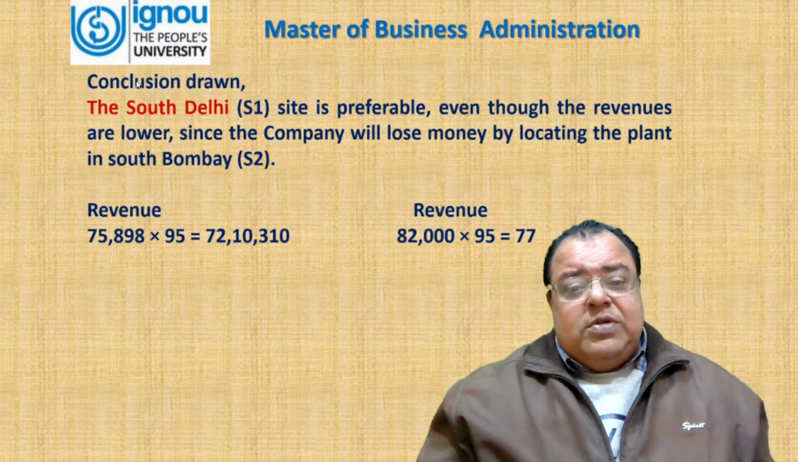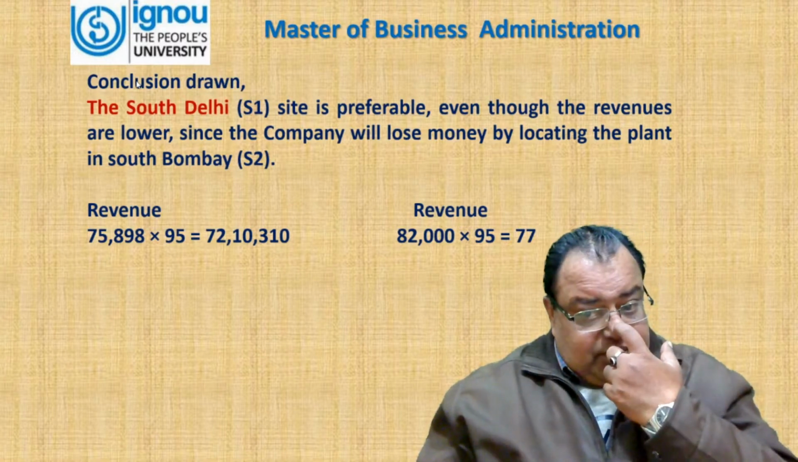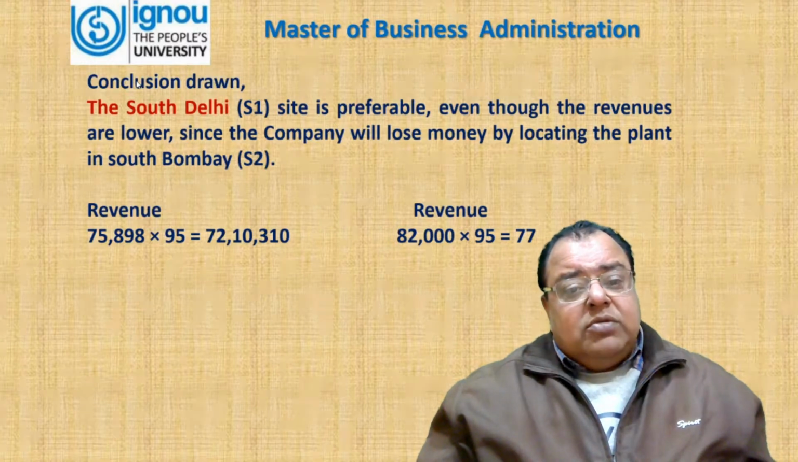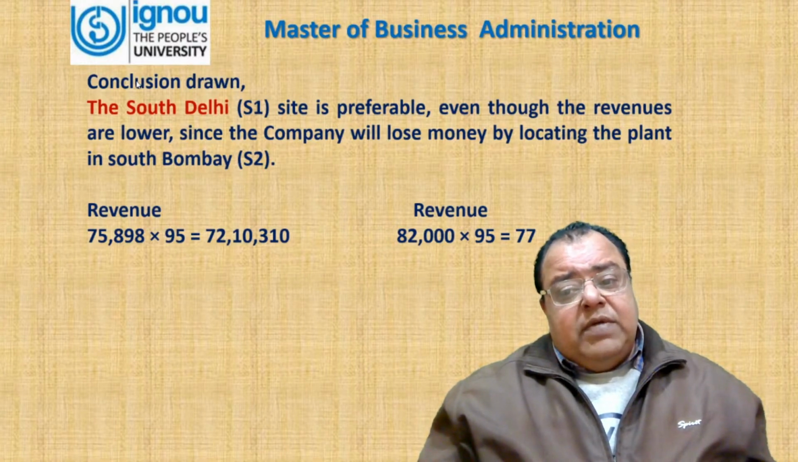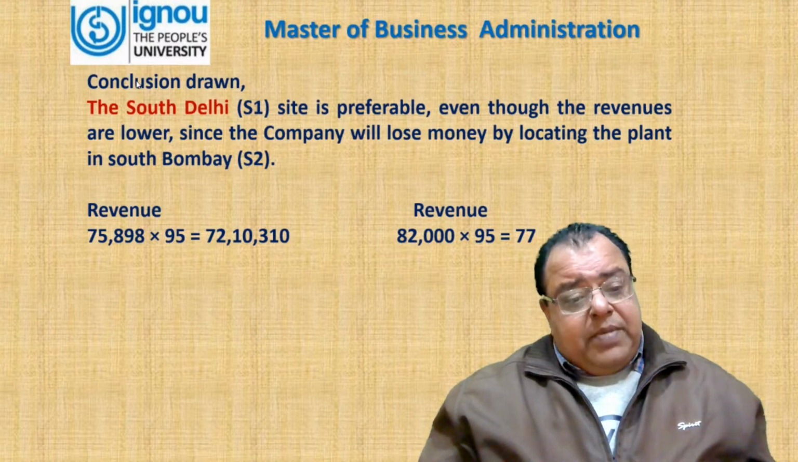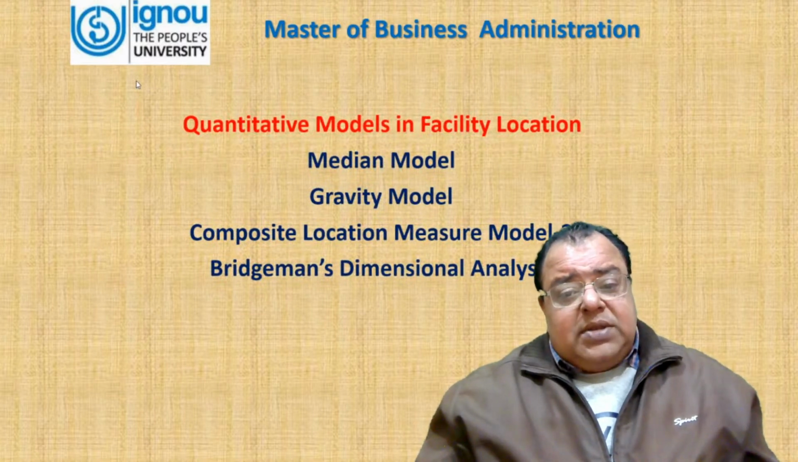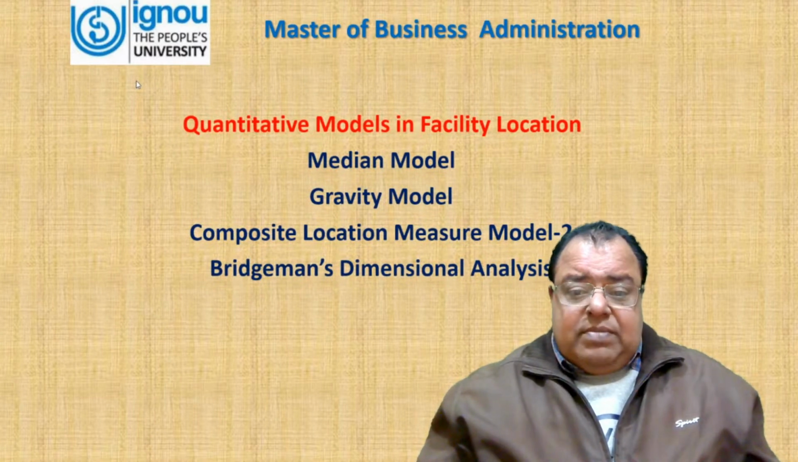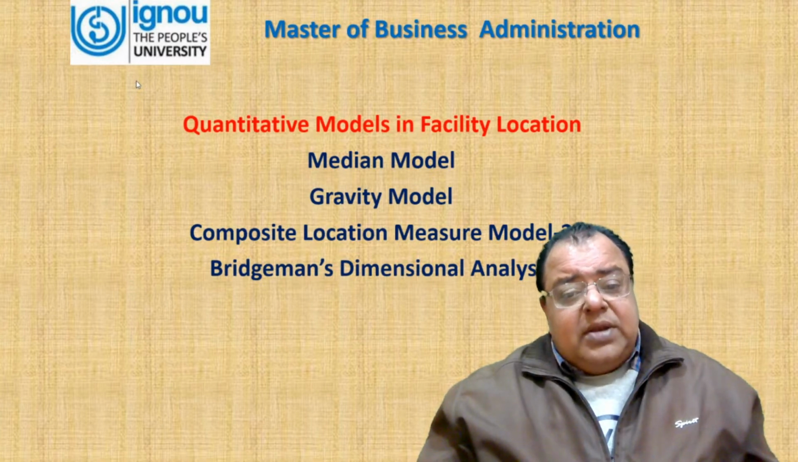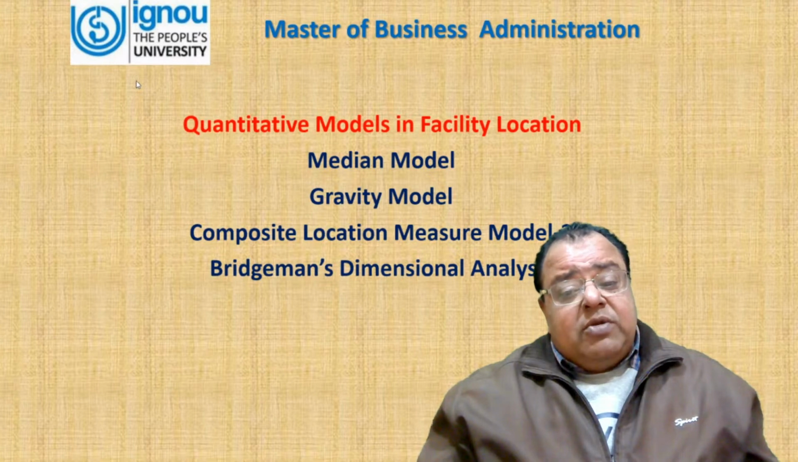Now, how is the conclusion drawn? The South Delhi site is preferable, even though the revenues are lower. Hence, the company will lose money by locating the plant in Bombay. Quantitative models in facility location. First one is the median model, second one is the gravity model, third one is the composite location model, and Bridgman's dimensional analysis.